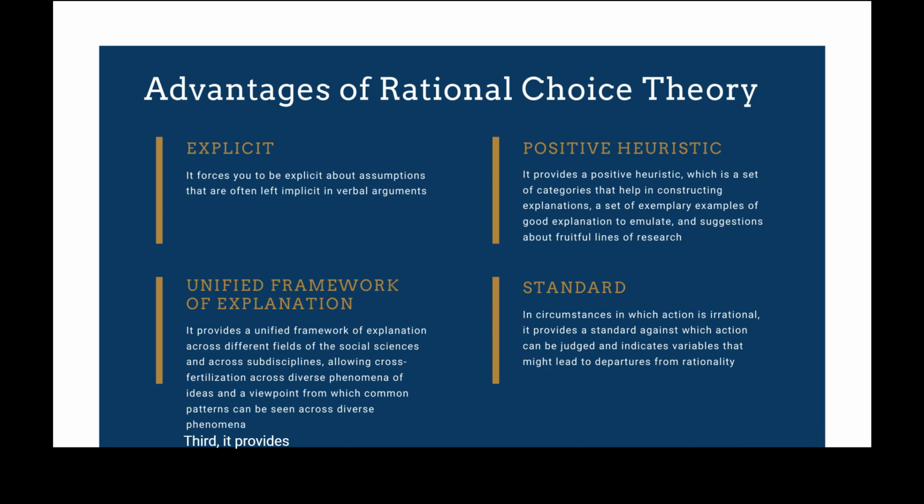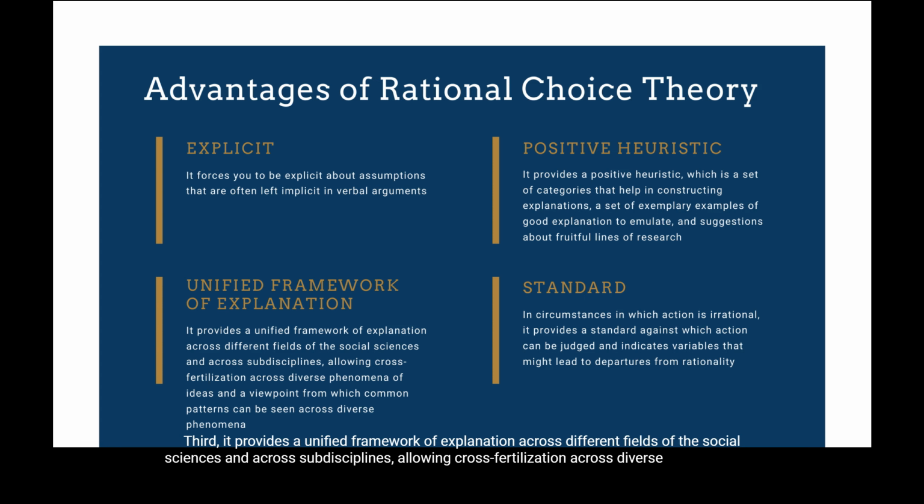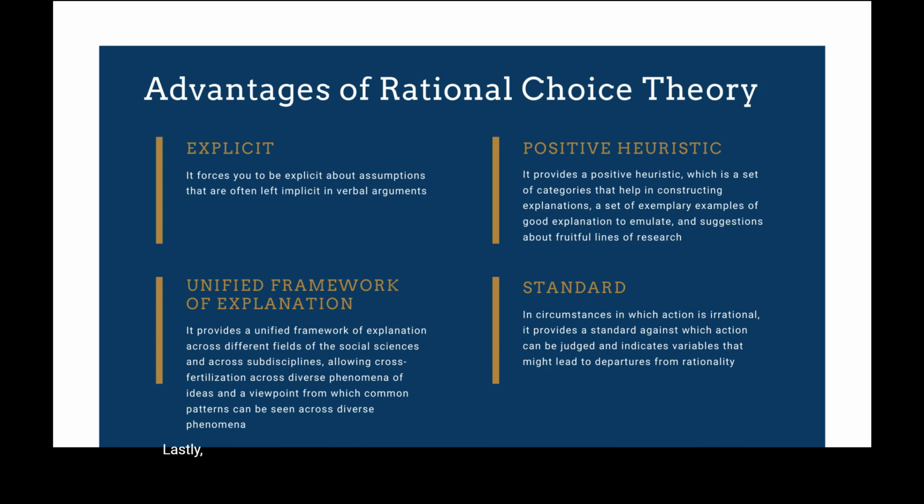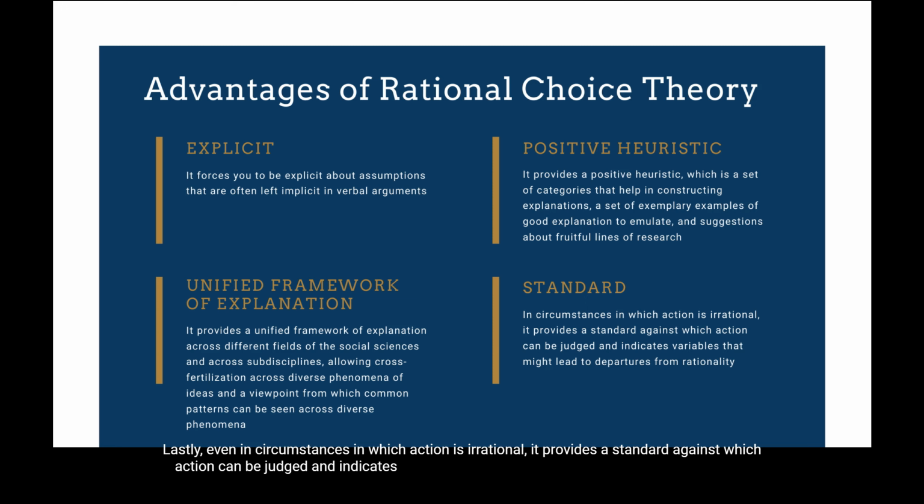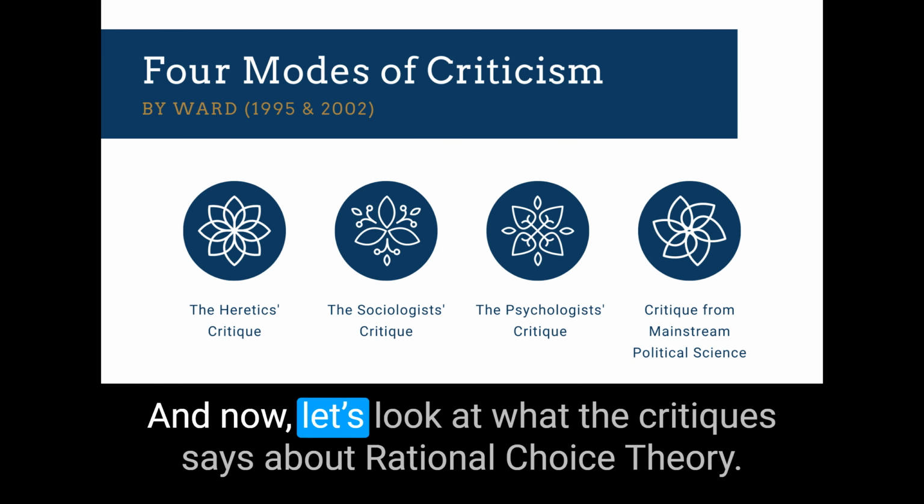Third, it provides a unified framework of explanation across different fields of the social sciences and across subdisciplines, allowing cross-fertilization of ideas and a viewpoint from which common patterns can be seen across diverse phenomena. Lastly, even in circumstances in which action is irrational, it provides a standard against which action can be judged and indicates variables that might lead to departures from rationality. And now, let's look at what the critique says about rational choice theory.